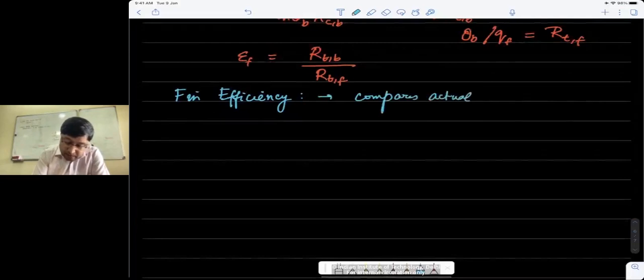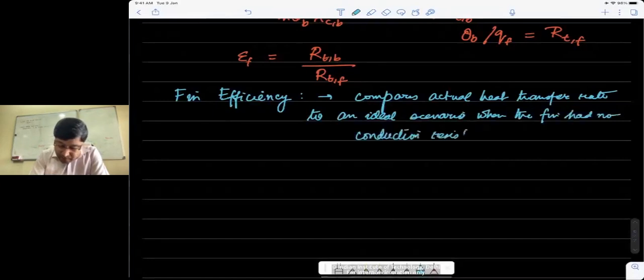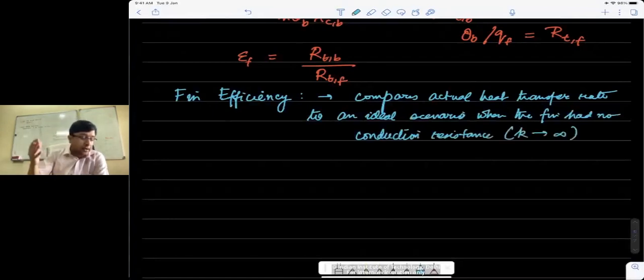So this compares the actual heat transfer rate to an ideal scenario, which is when the fin had no conduction resistance, which would mean that the fin material had a conductivity which is infinitely large. So I can write fin efficiency, which is a parameter eta f.